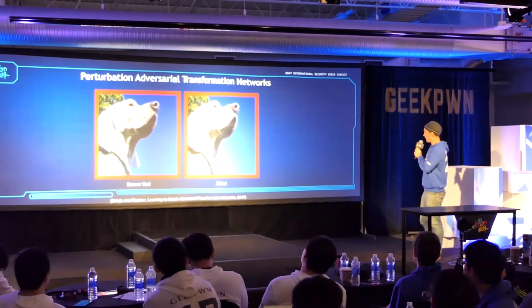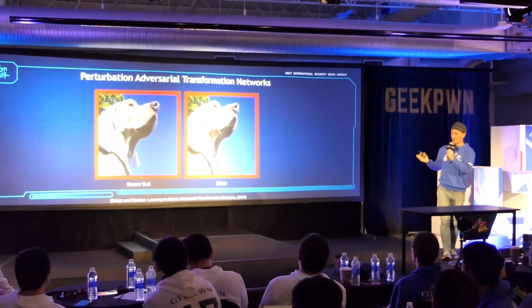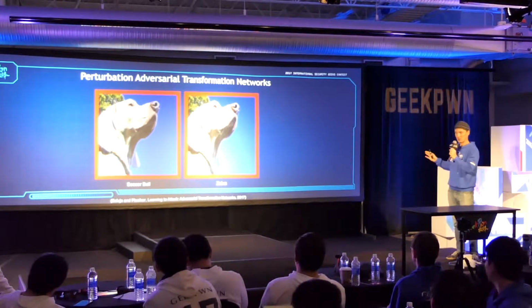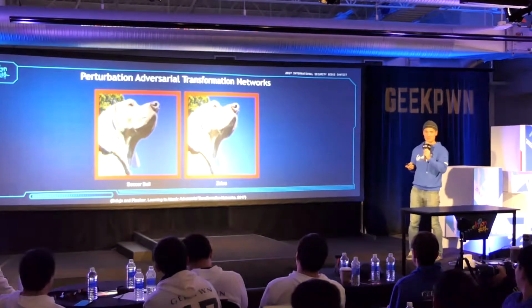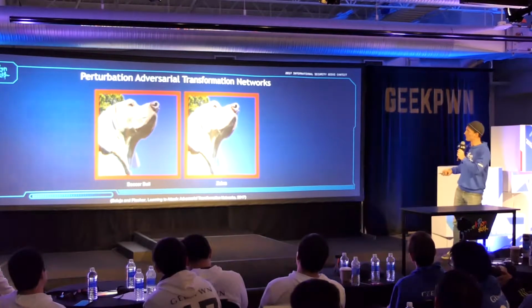rather than a dog. Similarly here, this is actually even a little bit more subtle. Also in the lower left-hand corner, for the same dog, there's just a little bit of perturbation, a little bit of change to the fur there, and that's all it takes to convince the target network that that's a zebra rather than a dog.